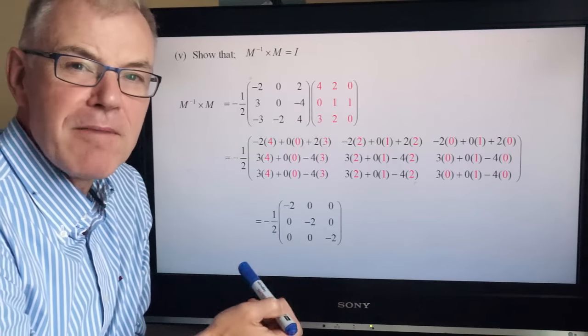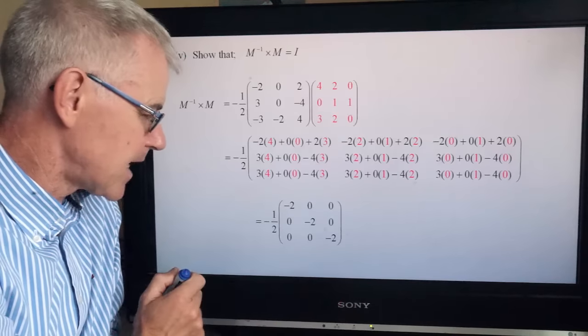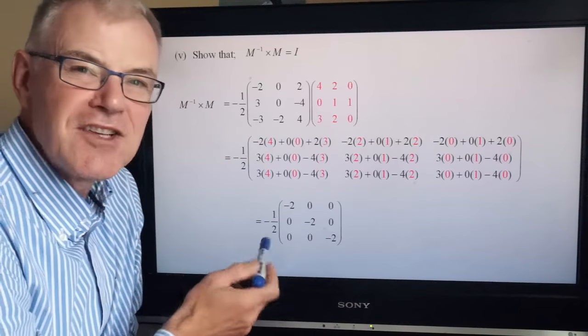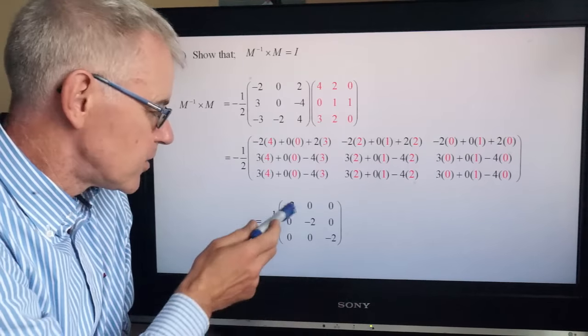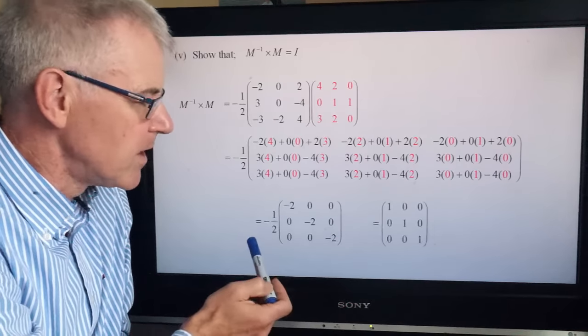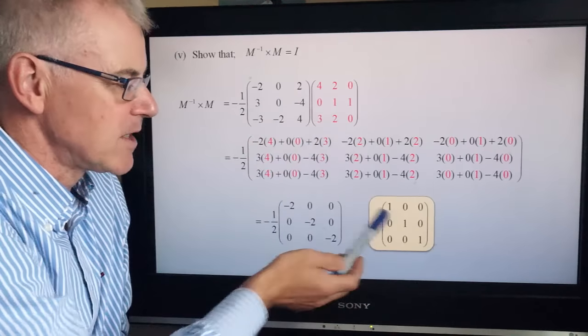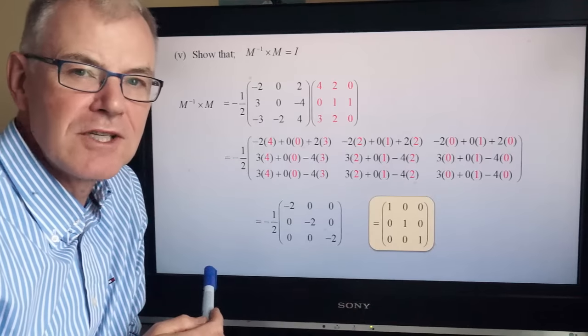And if you remember from before, if we multiply a matrix by a scalar, in this case minus a half, we multiply each of the elements by the scalar. So minus 2 into 2 goes 1, and because it's minus by minus, we'll have plus 1. So as we can see, the inverse multiplied by the original matrix is indeed the unit matrix.